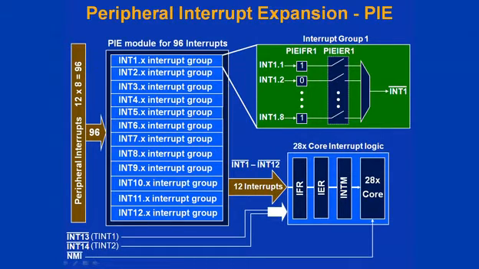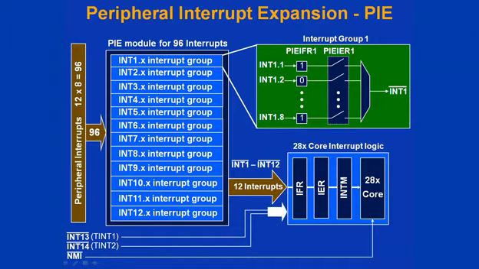Now we need to look at the peripheral interrupt expansion block. This block is connected to the core interrupt lines 1 through 12. The PIE block consists of 12 groups. Within each group, there are 8 interrupt sources. Each group has a PIE interrupt enable register and a PIE interrupt flag register. As you can see, the interrupts are numbered from 1.1 through 12.8, giving us a maximum of 96 interrupt sources.